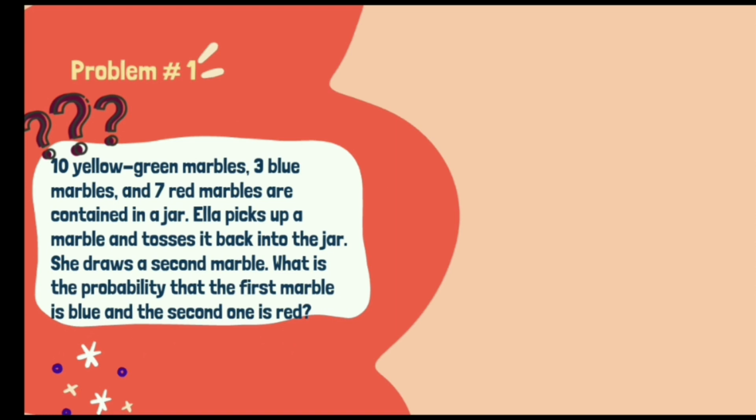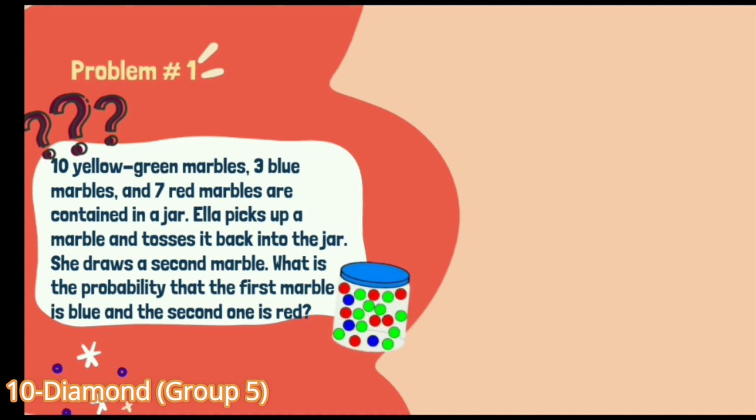The first problem is: 10 yellow-green marbles, 3 blue marbles, and 7 red marbles are contained in a jar. Ella picks up a marble and tosses it back into the jar. She draws a second marble. What is the probability that the first marble is blue and the second one is red?